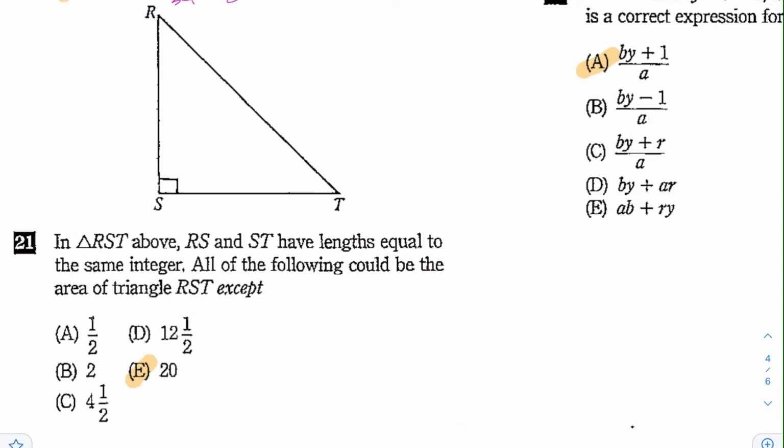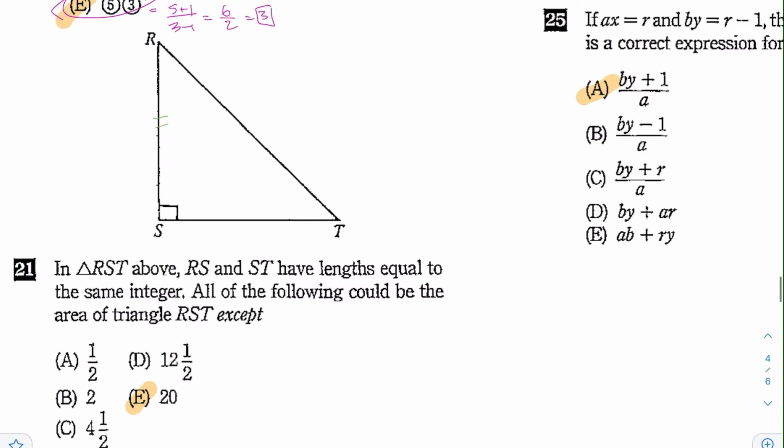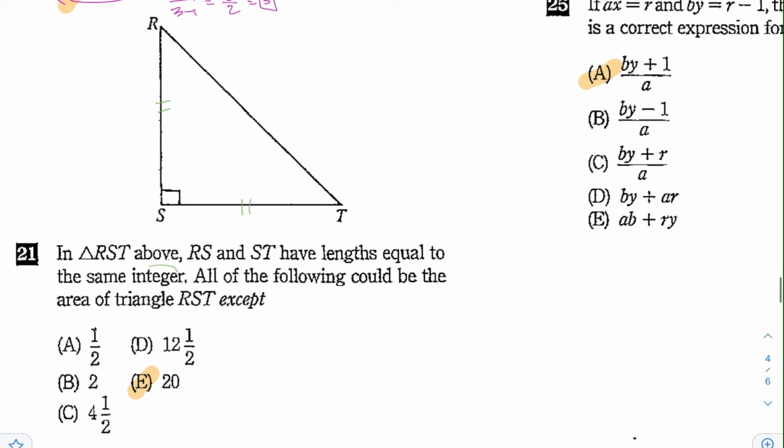For number 21, in triangle RST above, RS and ST have lengths equal to the same integer. All the following could be the area of the triangle RST, except. So here they have RS and ST being the same length and the same integer. So an integer is a whole number. And because it's length, it can only be positive. So it's only 1, 2, 3, 4, 5, etc.